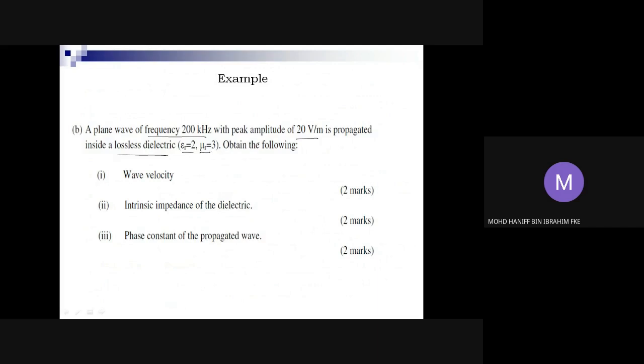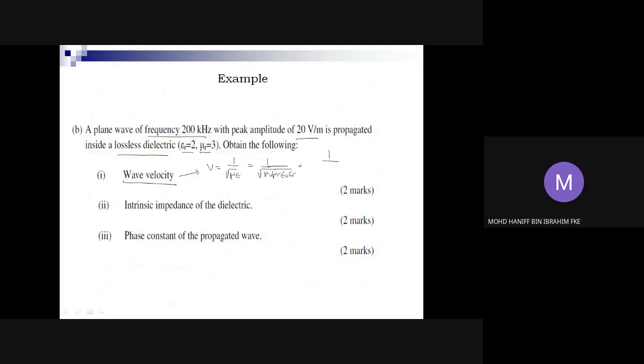So based on this information given, you need to obtain the wave velocity, yeah? So I think this is a very straightforward question. So we know that in a lossless dielectric, the velocity should be given by 1 over √(mu epsilon), which is 1 over √(mu naught mu r epsilon naught epsilon r). Okay, this is very straightforward.